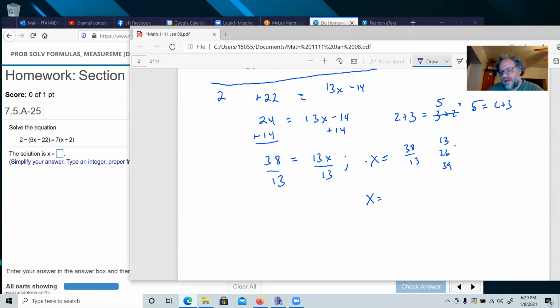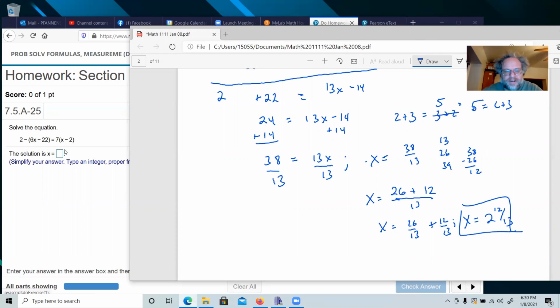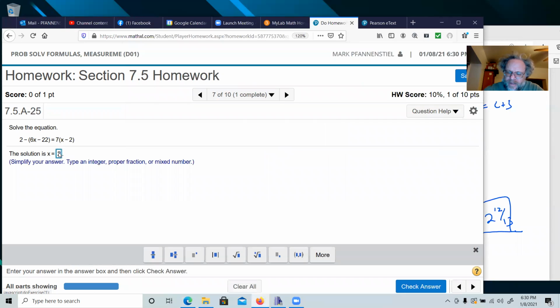So we have x is equal to, let's divide this up. This is 26 plus what, right? Is 12. This is all over 13. So we're going to say that x is equal to 26/13, better known as 2, plus 12/13. So our answer here that they're going to want in the book is x is equal to 2 and 12/13.